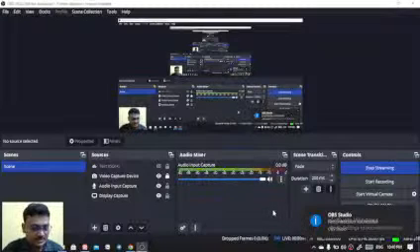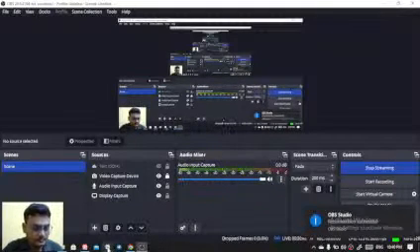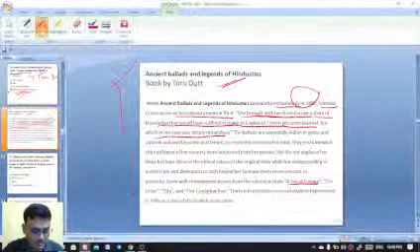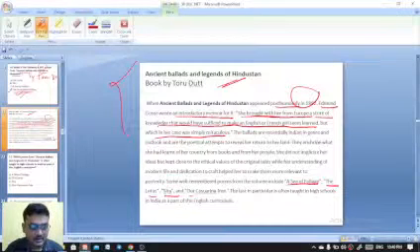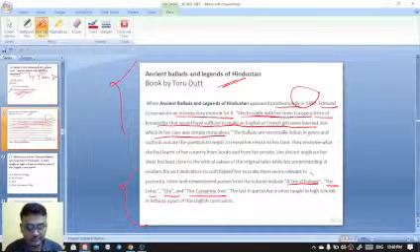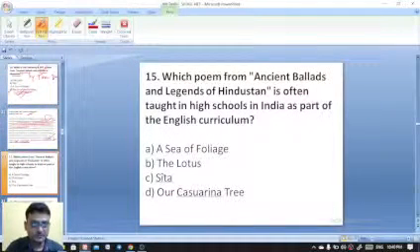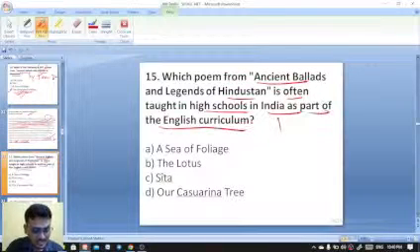Now again connected. A Sea of Foliage, The Lotus, Sita, and Our Casuarina Tree. These are four important poems of this collection. Which poem from Ancient Ballads and Legends of Hindustan is often taught in high schools in India as part of the English curriculum?